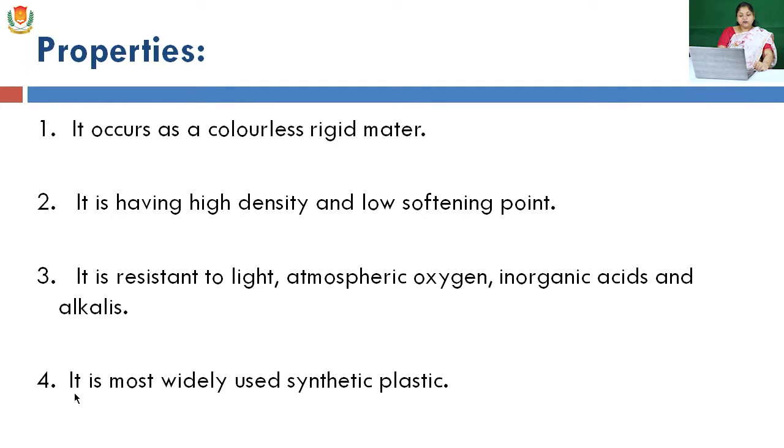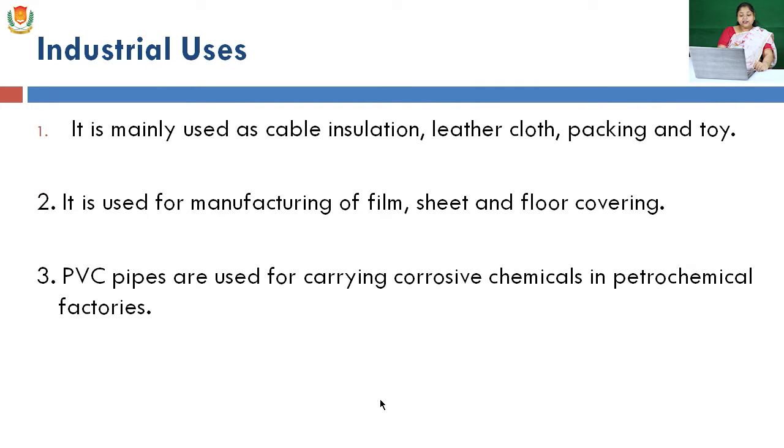The properties of PVC: it is colorless and rigid. It has high density and low softening point. It is resistant to light, atmospheric oxygen, inorganic acids and alkalis. It is most widely used in synthetic plastics.